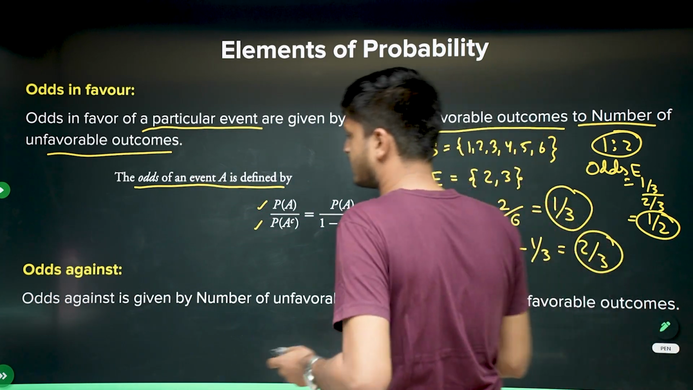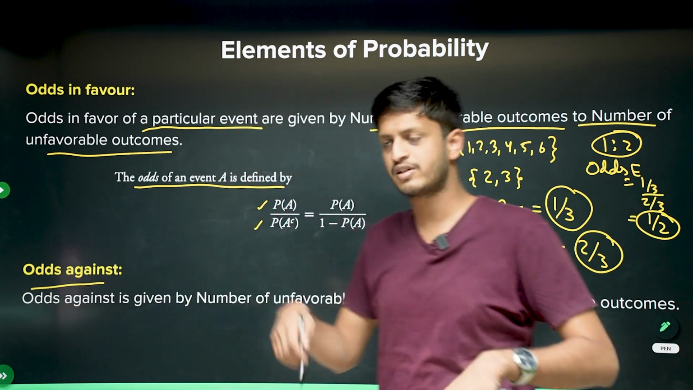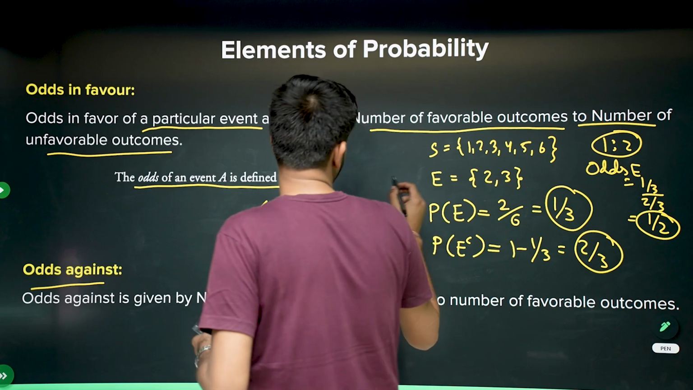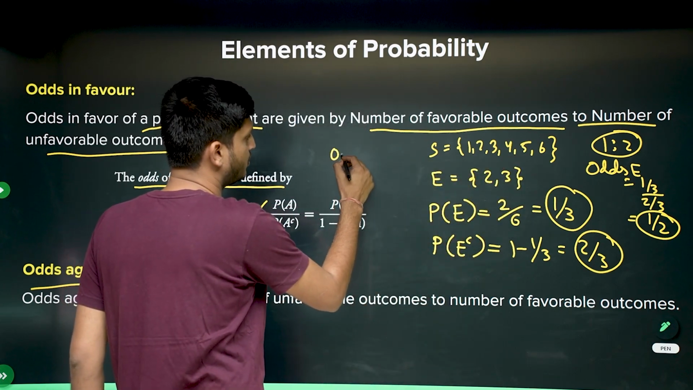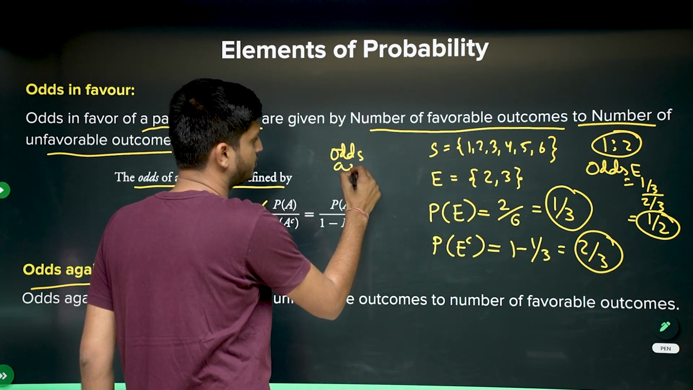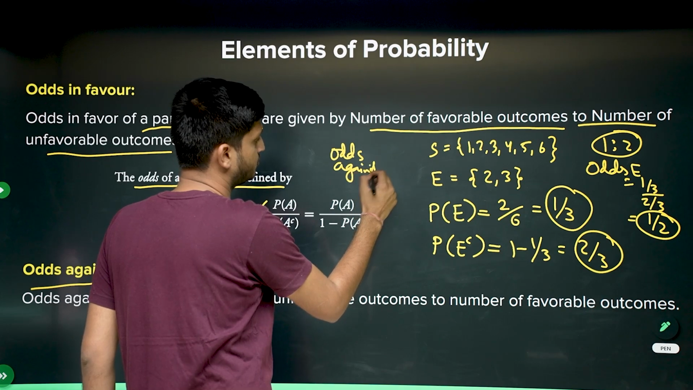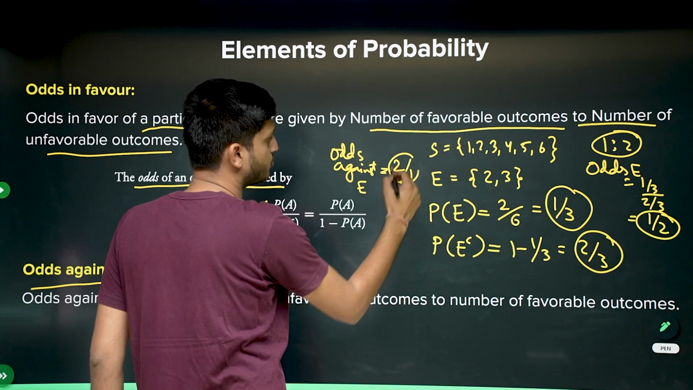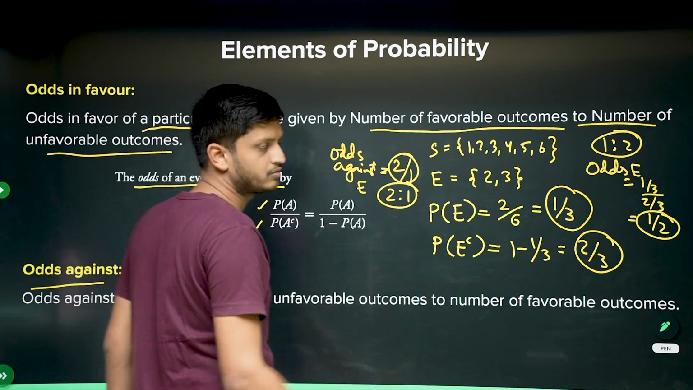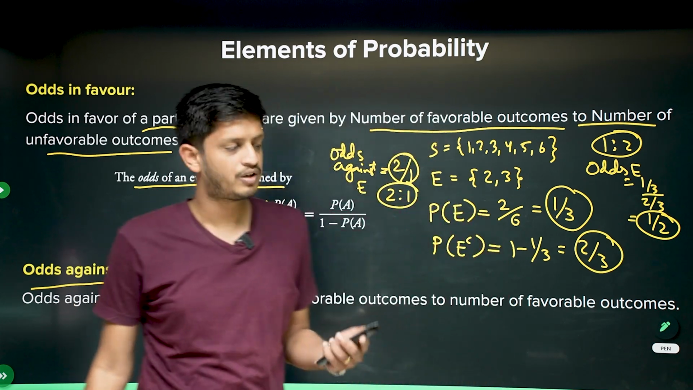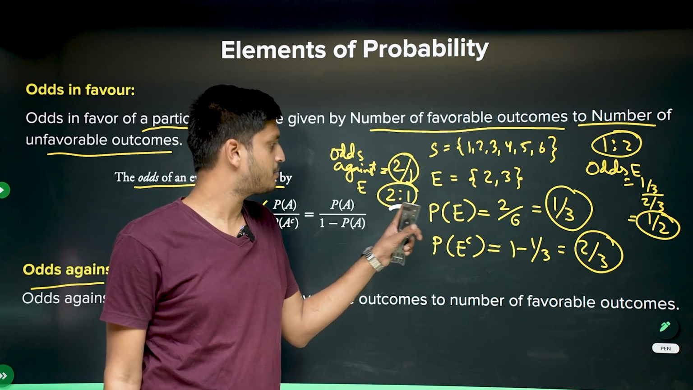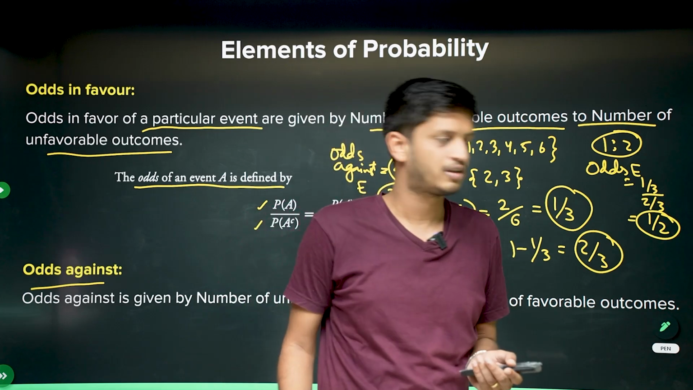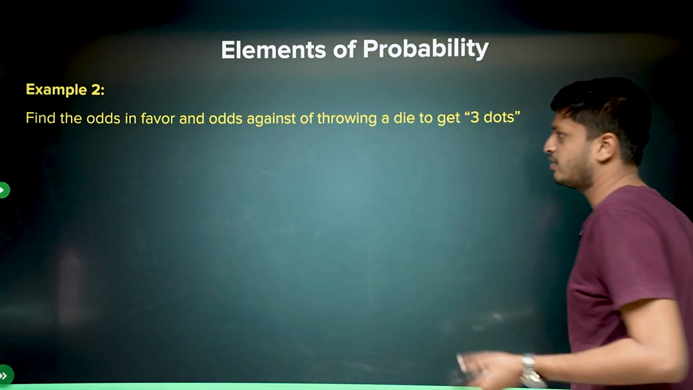And similarly, the odds against is the reversal of it. Probability of A complement upon probability of A. So the odds against event E is what? Odds against E is the reversal of this, so it will become 2 by 1. 2:1. So odds against is what? Generally speaking, it fails 2 times and passes 1 time. So it's just the opposite. These are just common notations.